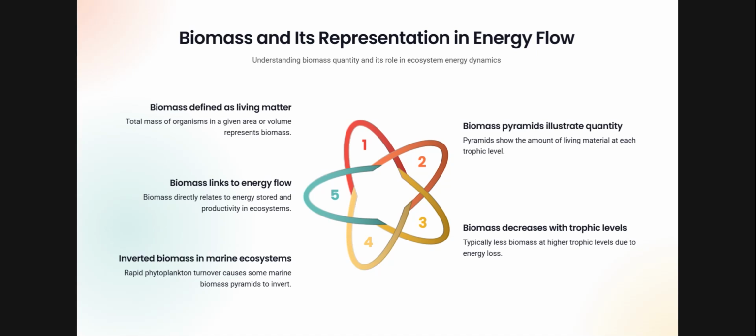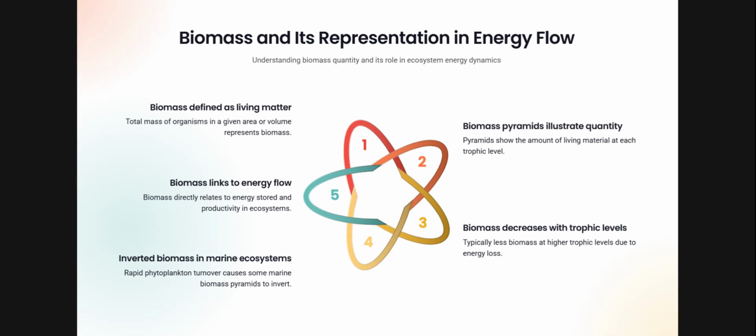These pyramids represent the amount of living matter at each trophic level, starting from producers at the base and moving up to various consumers. Typically, biomass decreases as we move up the trophic levels. This decline reflects the energy loss that occurs at each stage, primarily due to metabolic processes and heat loss, which is that 10% rule, which means there's less energy available to support higher level consumers.